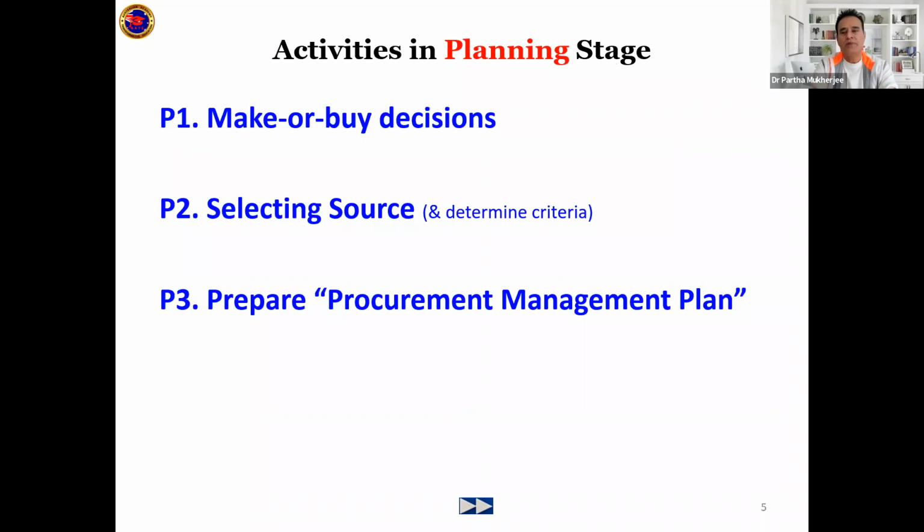First, you as a project manager will decide whether you will buy these items that you need, or will you manufacture, if you have facilities to manufacture yourself? This is called make versus buy decision. Then the next one you will do is select the right source from where you will buy or procure these goods or these materials or these equipments. And the third one is, in the planning stage, you will write a complete procurement management plan. So let's see each of them.